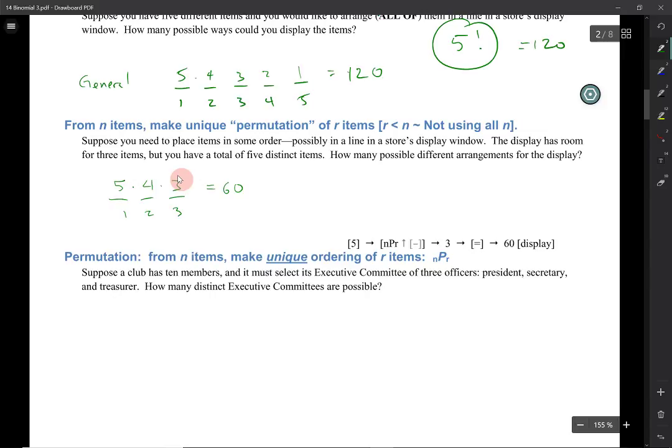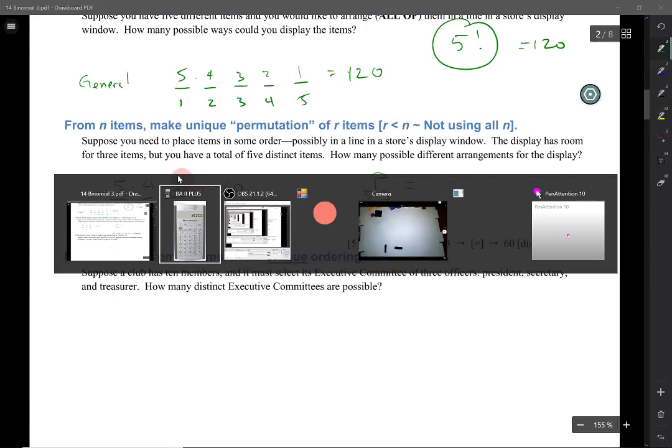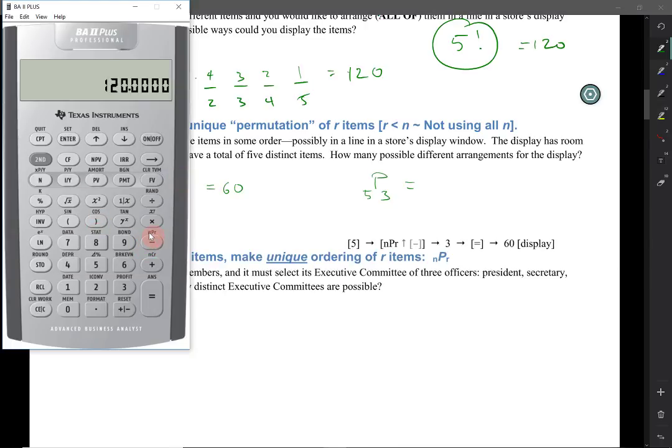But you could also spot this as the permutation of 5, 3. If you do the permutation of 5, 3, we remember the permutation is below the factorial, before the exclamation point, so it's the shift minus. So we do 5, and then the permutation, and then we want 3. So that's 60.